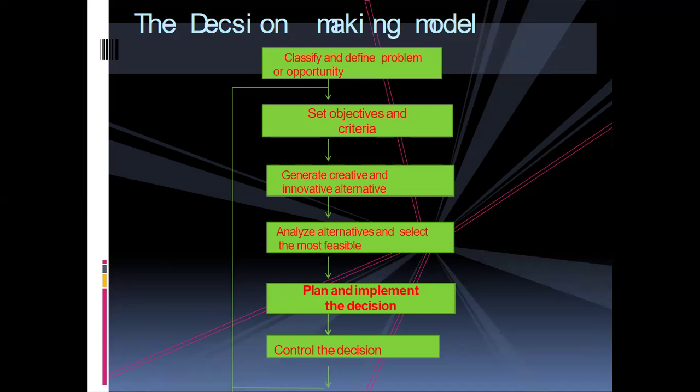Generate more creative and innovative alternatives to suit the objectives and other criteria. Analyze the alternatives with respect to economic constraints and also resource constraints of the company. Then plan and implement the decision. And finally, control the decision, whether our desired idea is correct or not. So that we have to do by the controlling process.